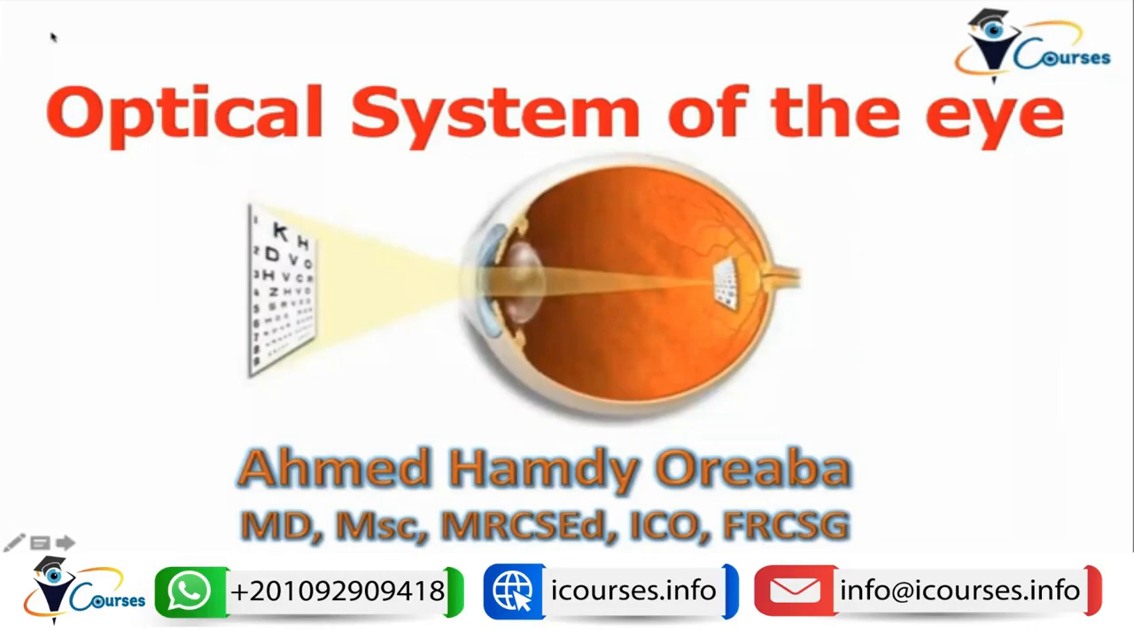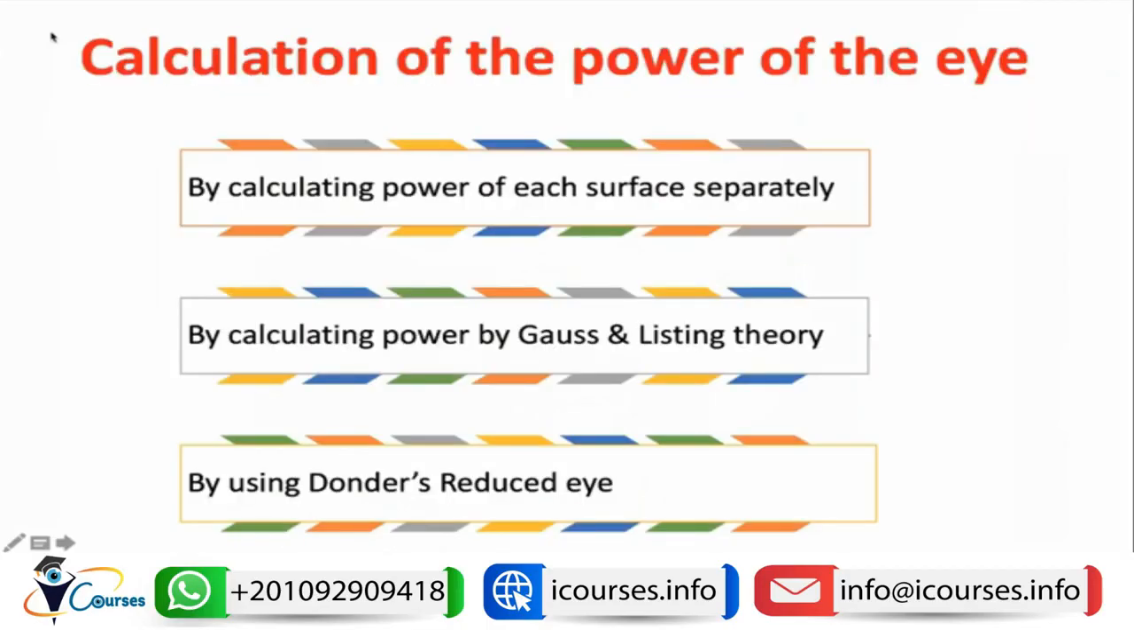Okay, so let's start with the optical system of the eye, or our first lecture in human optics. Our main purpose for human optics is to calculate the power of the human eye. Calculation of the power of the human eye is the basis of all optical correction and surgical correction of the refractive error of the eye.